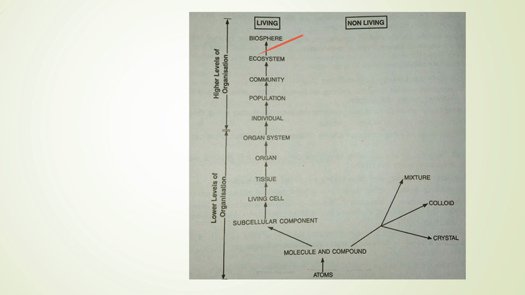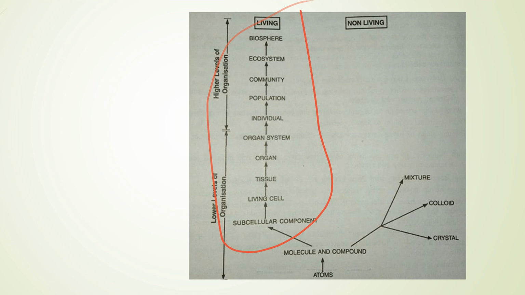And in the other section, the non-living one, we have atoms, then molecules, and the molecule is divided into crystals, colloids, and mixtures. So this is the portion of the non-living region, and this is the portion of the living region.